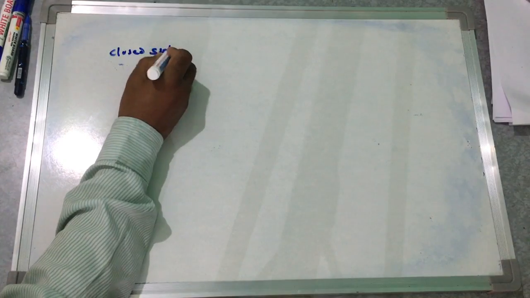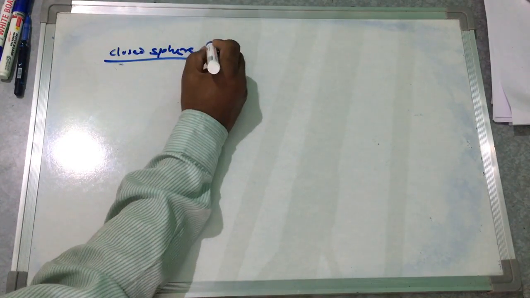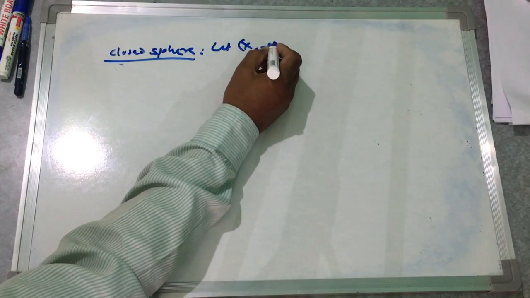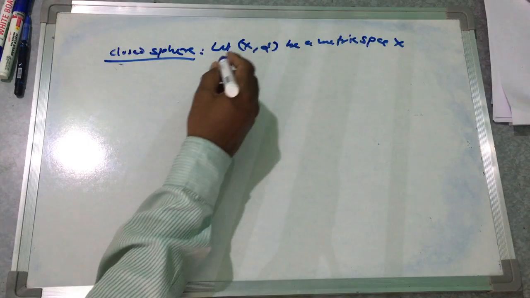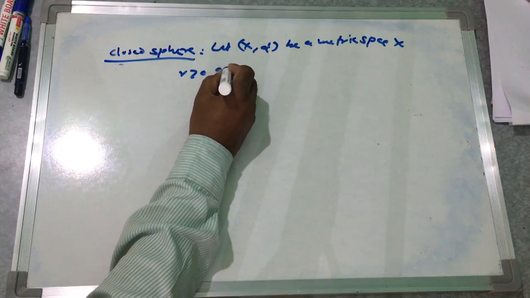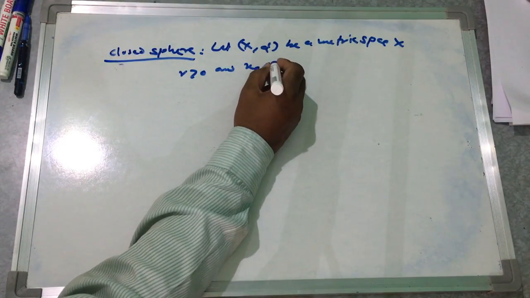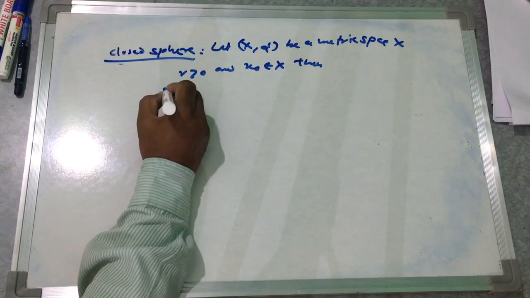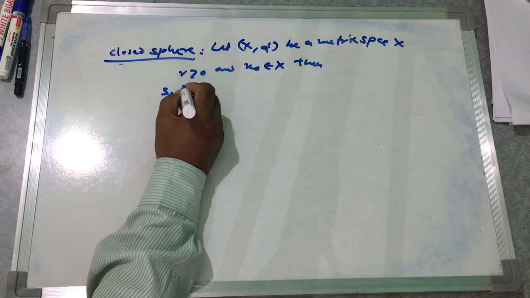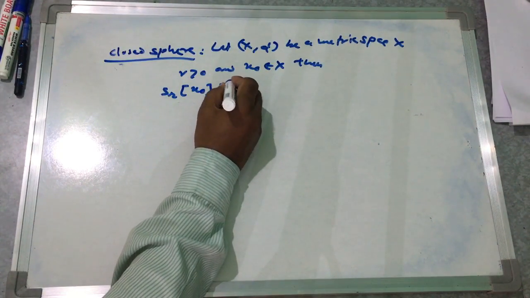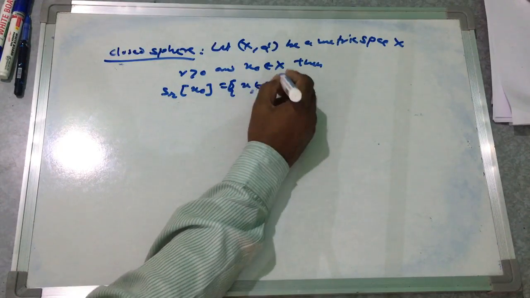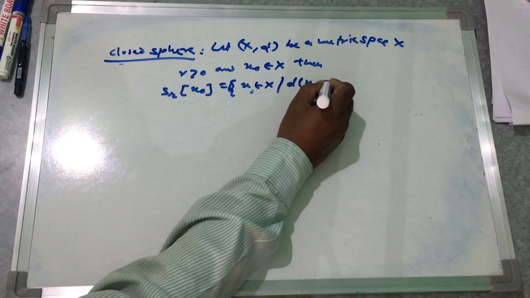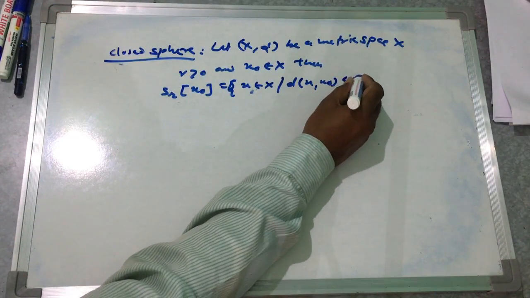Then, closed sphere. Let (X, d) be a metric space, R is positive, and the point x0 belongs to X. Then S_R(x0) is equal to the set of x belonging to X such that the distance between the two points x0 and x is less than or equal to R.